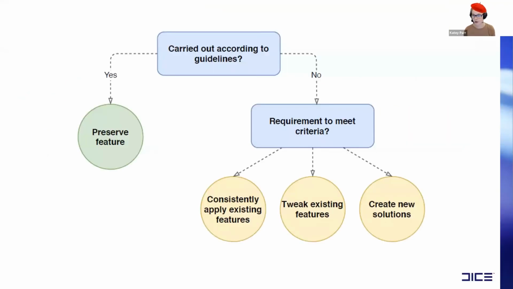So this is the kind of flowchart that you're going to go through as you document those findings. You're asking yourself, has this feature been carried out according to the guidelines? Yes, fully. Okay, let's make sure we preserve that. And that needs to be noted. We don't want to lose any awesome accessibility that we've created. No? Okay, what's the exact requirement then to meet it? And in our case, it's often been these three kinds of labels. We either needed to consistently apply the guideline, we either needed to tweak the feature just to get it up to the quality standard just a little bit more, or we actually sometimes need completely new solutions.